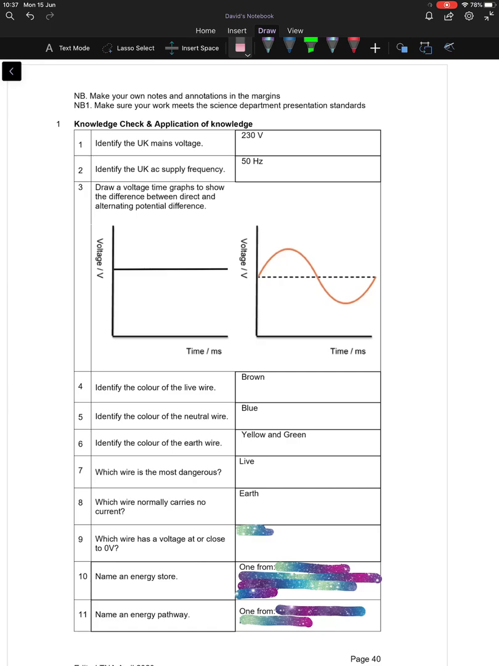Which wire is most dangerous? Live. Which one normally carries no current? Earth. It only carries current in emergencies or if there's a fault. And which wire has a voltage close to 0? Neutral. Then just think back to energy.